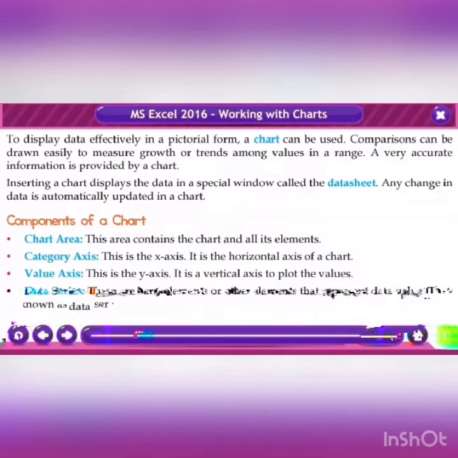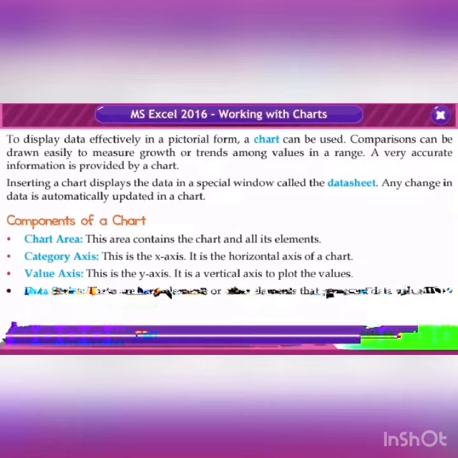Components of a chart. Chart area. This area contains the chart and all its elements. Category axis. This is the x-axis. It is the horizontal axis of a chart. Value axis. This is the y-axis. It is a vertical axis to plot the values.